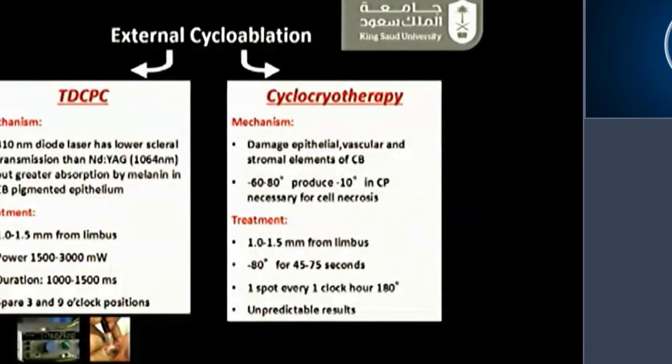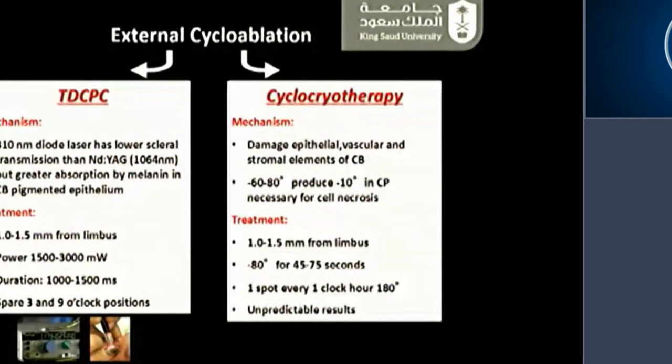Now we talk about external cycloablation. We have two methods, transscleral diode laser cyclophotocoagulation and cyclocryotherapy. In transscleral cyclophotocoagulation, the mechanism is simply that we'll use an 810 nanometer diode laser with lower scleral transmission than the Nd:YAG, which was used before, but greater absorption by melanin in the ciliary body pigment epithelium. You will go 1 to 1.5 millimeters away from the limbus. You will set your power between 1,500 and 3,000 milliwatts, and you will use a duration of 1,000 to 1,500, and you will spare the 3 and 9 o'clock positions to avoid significant pain postoperatively.